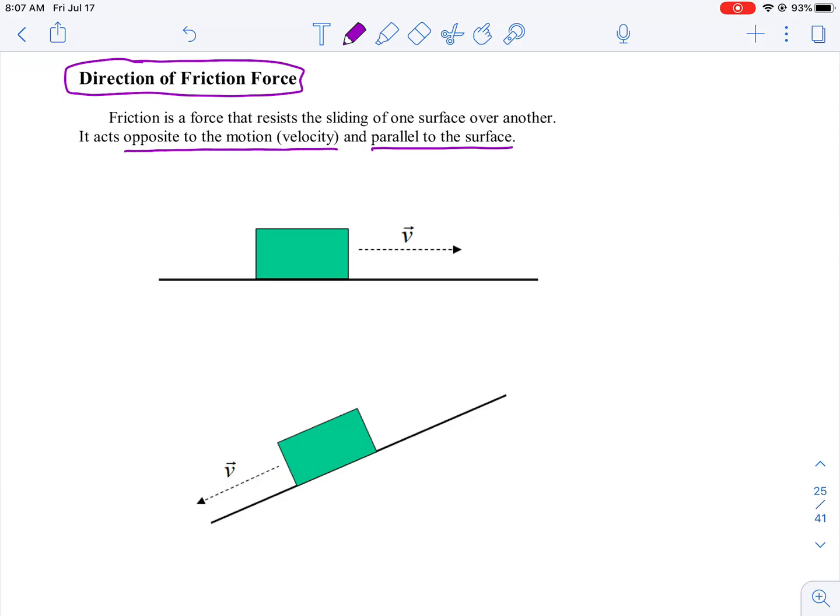So for these two examples here, if we have an object that's moving to the right, so the velocity is to the right, then the friction force will go to the left and parallel to the surface. Similarly, if we have an object that's actually sliding down a slope, then friction will act up the slope, opposite to the motion, parallel to the surface. So pretty logical.